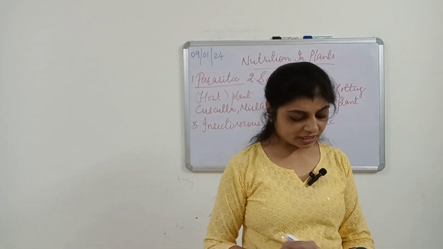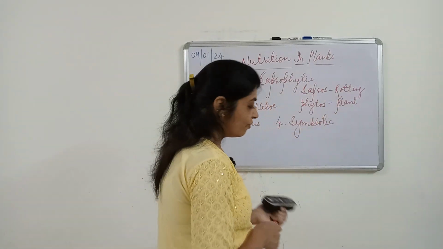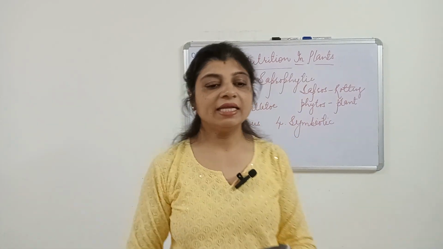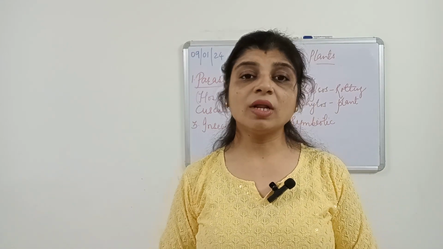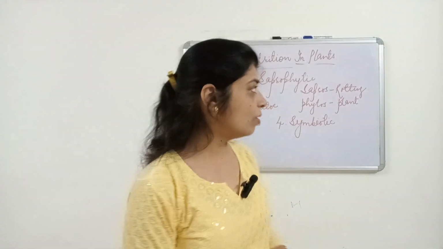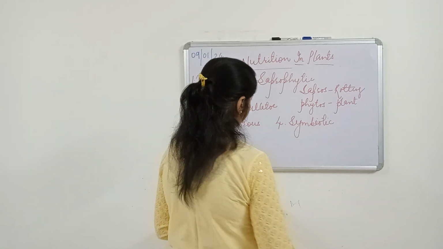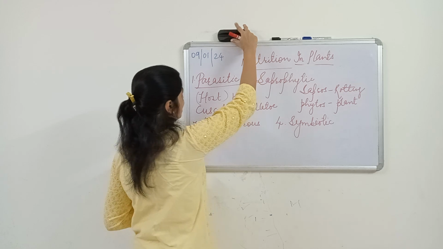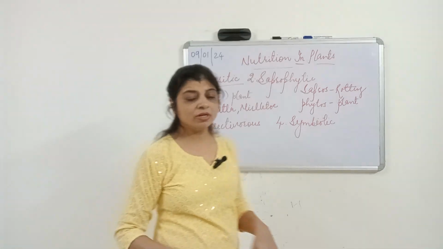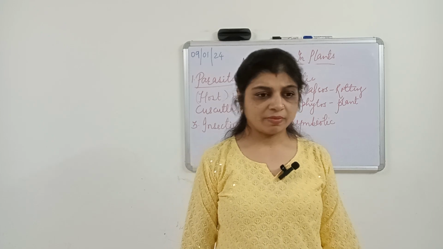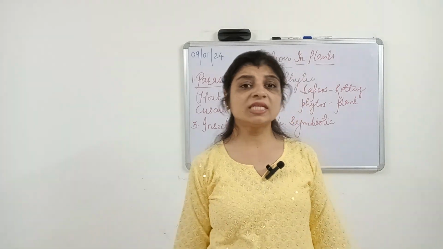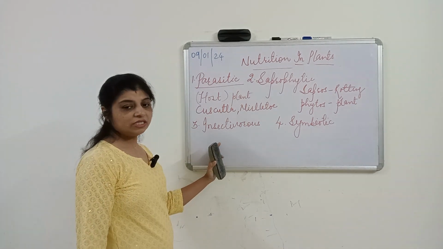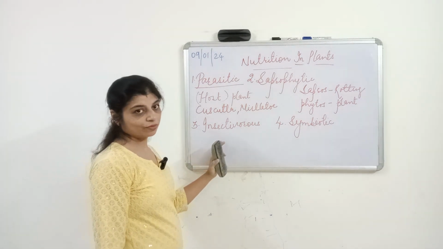Now what are the examples? There are n number of examples for saprophytic plants. That is Indian pipe or coral plant. Next is insectivorous. The name itself indicates that it is a plant which is dependent upon insects for its nutrition. The best example is Venus flytrap, or else it can be sundew also.